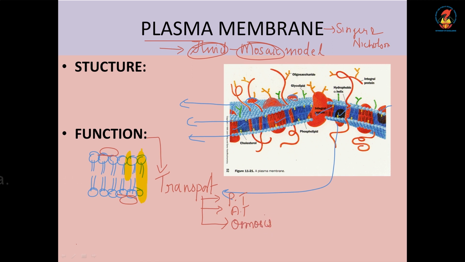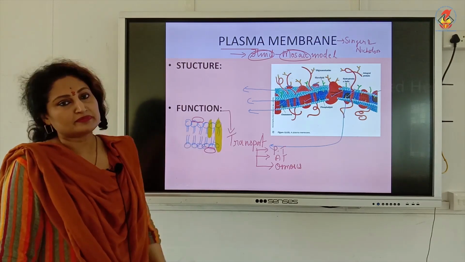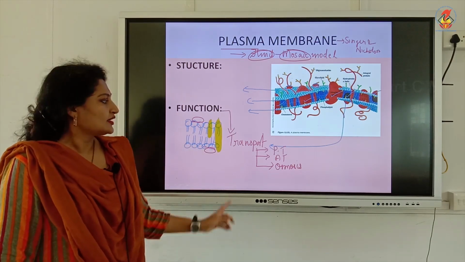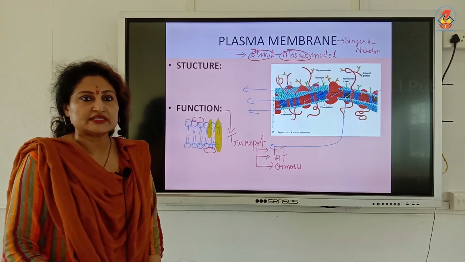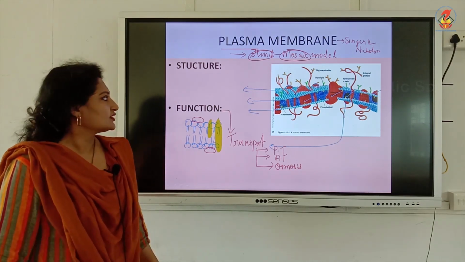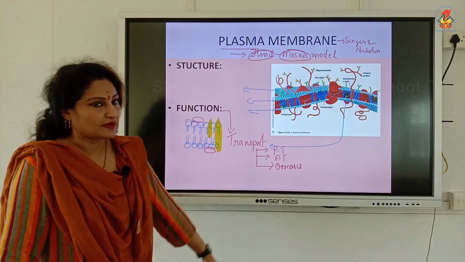I'm sure you know what is osmosis. Movement of water from a region of high concentration to a region of low concentration through a semi-permeable membrane. The semi-permeable membrane is the plasma membrane. Now active and passive transport will be taken in a separate slot. So once again, a recap of plasma membrane.